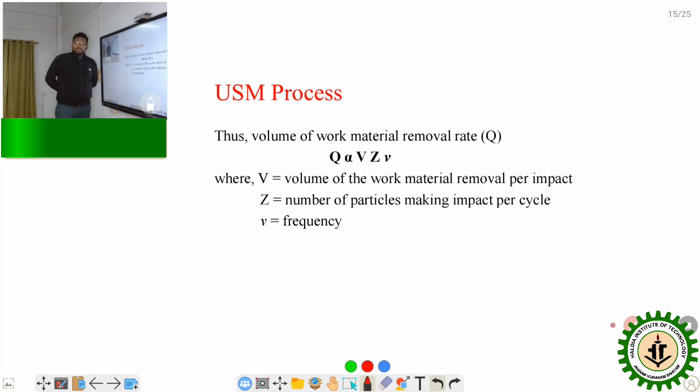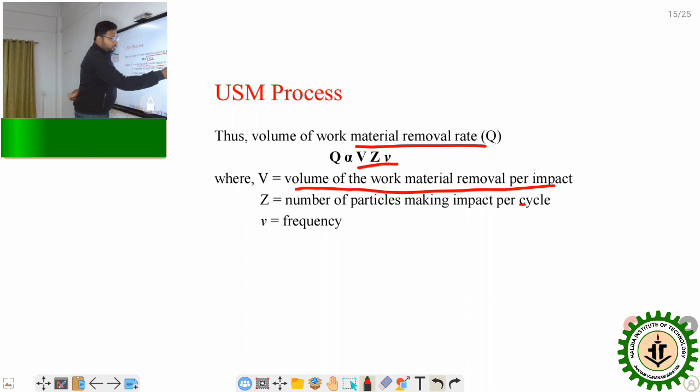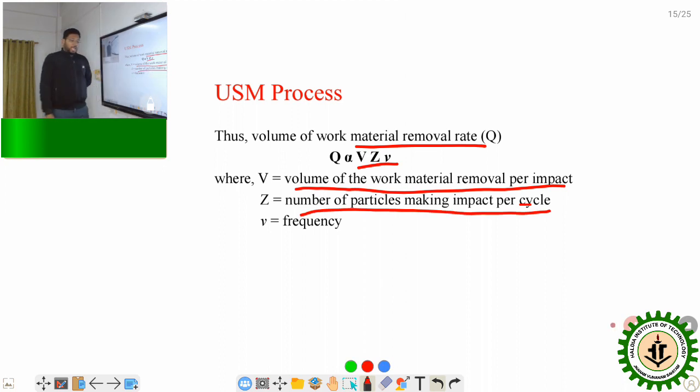Now we can calculate the material removal rate. This is denoted in the volumetric material removal rate. That means it is gram per minute or gram per second. So Q is the material removal rate, which is directly proportional to capital V, Z, and ν. Capital V denotes the volume of the work material removed per impact, meaning the single impact volume removed, Z is the number of particles making impact per cycle, and ν is the frequency.